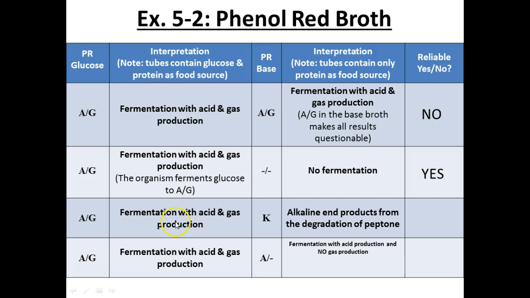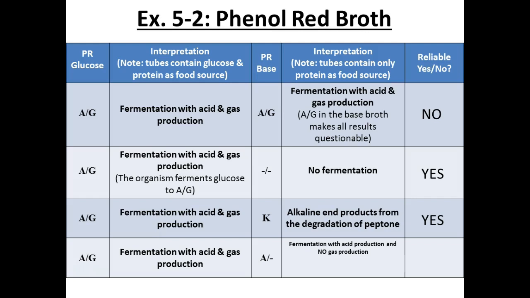Now, given the choice, this organism is like me, right? When given the choice between sugar and protein, it chose the sugar. He's like, oh yeah, sugar and gas production, right? Yellow tube with a bubble. But when given only protein, it degraded the protein. We label this K. What color is that tube? Pink. Is this a reliable result? Sure. They were given a choice here. They chose sugar first. As do I.